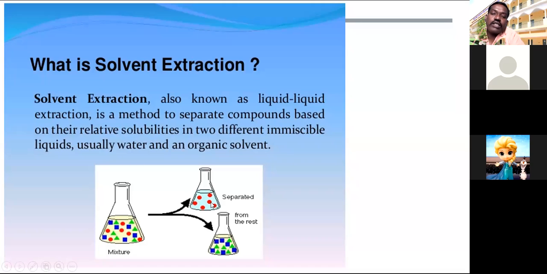Only one compound is separated. Another solvent is then added, and the green or blue color is separated. This is the technique involved in the solvent extraction method. Here, two immiscible liquids are present and a solvent is added to the mixture of organic compounds. This extraction by solvent is called solvent extraction, also called liquid-liquid extraction.